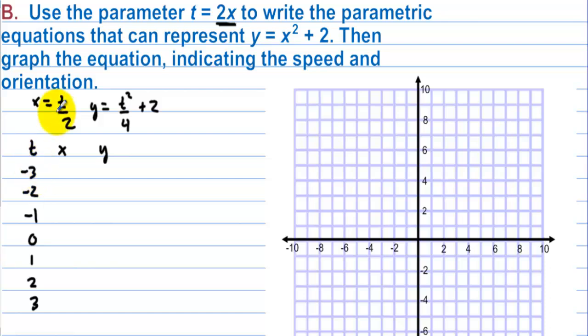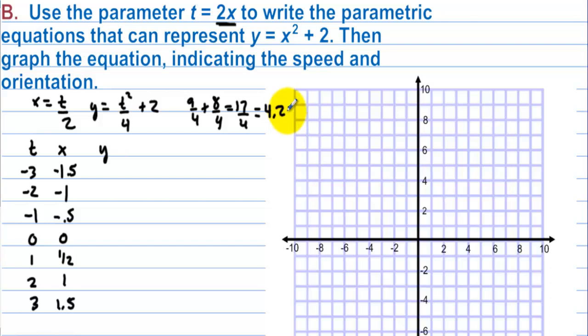When we plug negative 3 in, for x we get negative 1.5. Negative 2 is negative 1. Negative 1 is negative 1/2. 0 gives us 0. Then we have 1/2, 1, and 1.5. Let's plug the t's in for y. We get 9/4, and then plus 8/4. That's 17/4. That is 4.25. When we plug negative 2 in, we get 4 over 4.